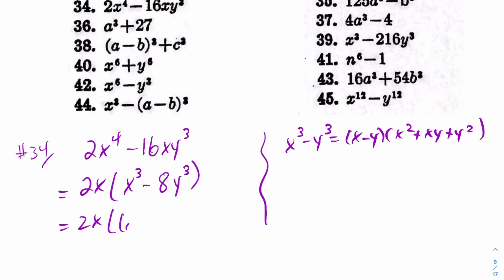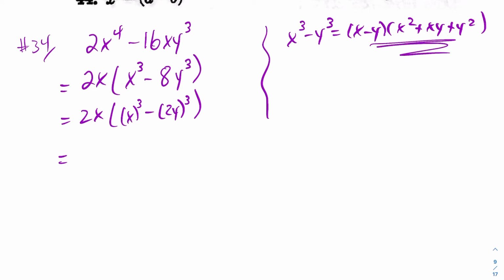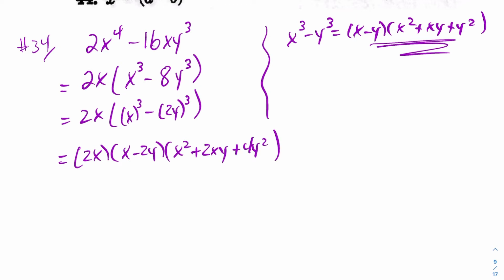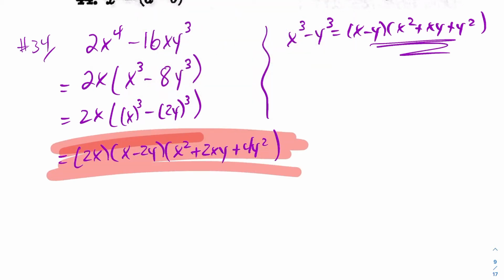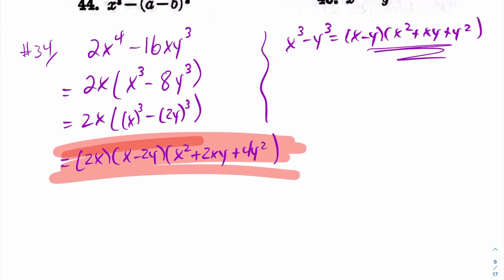So I have to rewrite this as a power of 3, which it already is. And I can rewrite this as a power of 3. And then once you do that, I can go ahead and apply my difference of cubes formula. So this will factor into 2x times x minus 2y times, you're going to square the first term, multiply the first two terms together, making them positive, and then square the last term. And now you guys will see here that I have my factored form. Okay, so I used the difference of cubes formula there.